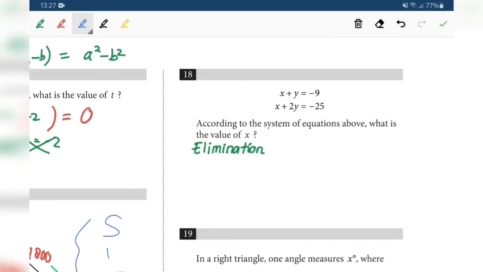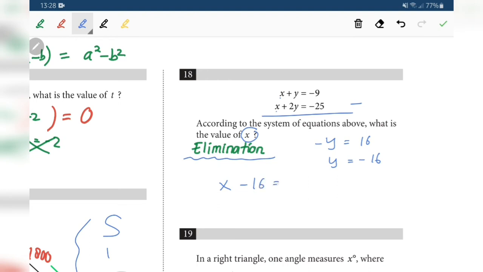Number 18 is another elimination. They are looking for the value of x. From the equations here we can see that x is already the same, so I would just subtract them. That would be minus y equals 16. So y equals negative 16. So x minus 16 equals minus 9. So x equals 7.